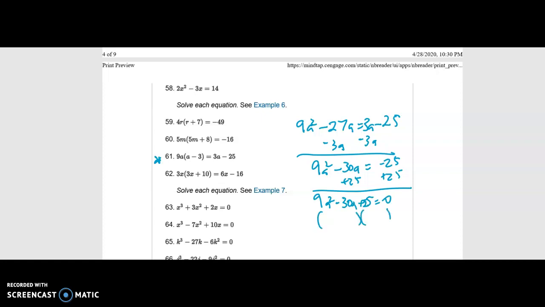Factor. The last term is positive, so the signs have to be the same. The middle one says they're both negative. Here I see a 9 and a 25, both perfect squares. I'm going to try 3a minus 5 and 3a plus 5 and see if that works for me. Well, indeed, whoops, I didn't mean that. 3a minus 5, 3a minus 5. That's what I should have said. And that is going to work.